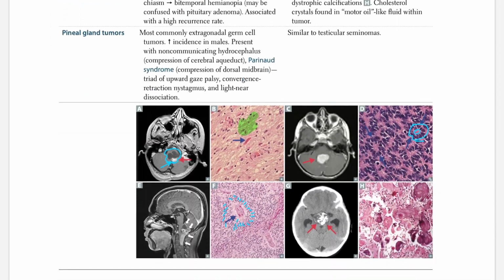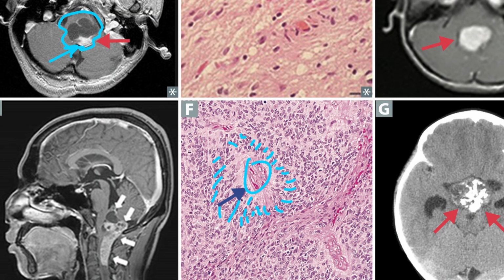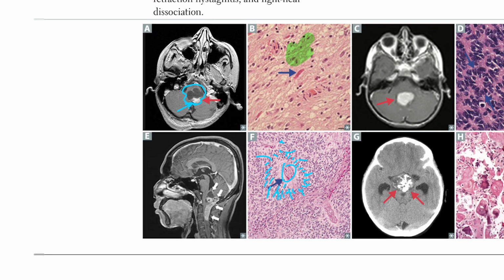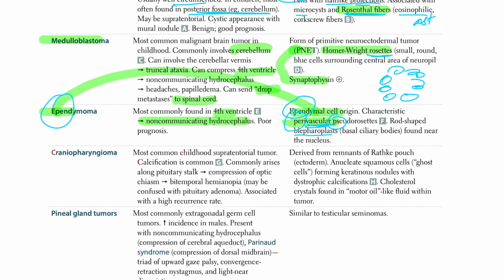They will be perivascular pseudorosettes. Here's the vessel. You have a perivascular pattern on the side of a vessel. You have a pseudorosette formation from these ependymal cells. And they are the rod-shaped basal ciliary bodies found near the nucleus, and poor prognosis.